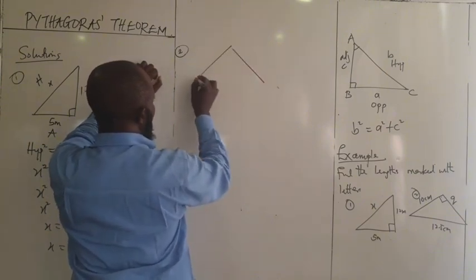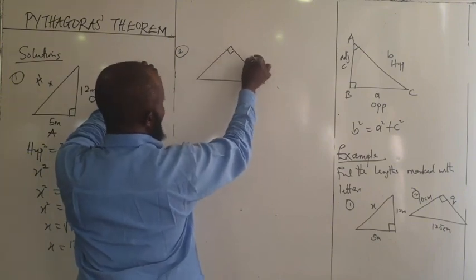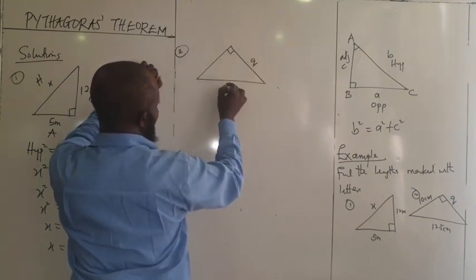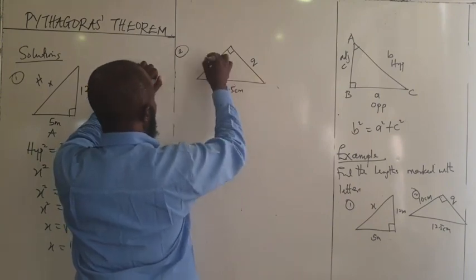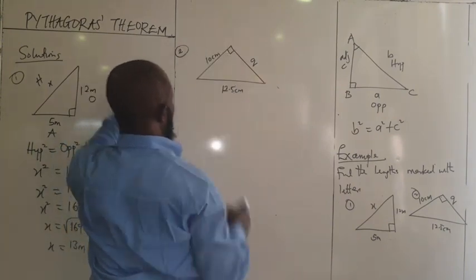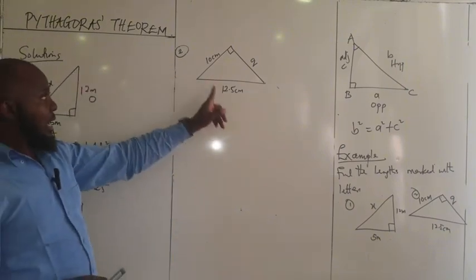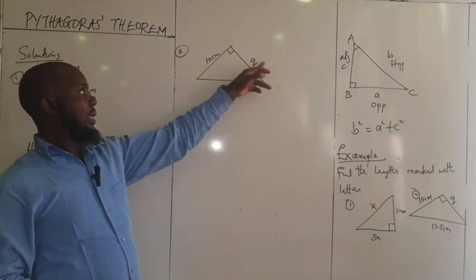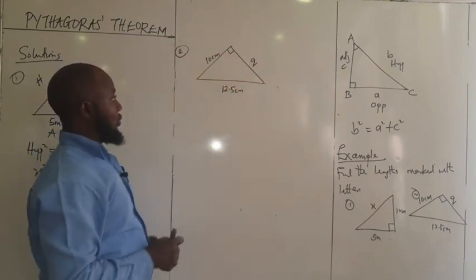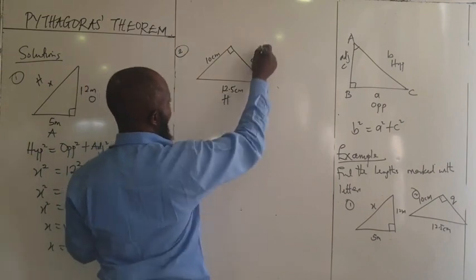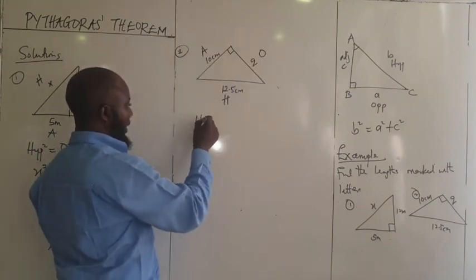This is what we have there. So this is 90, this is Q, and this is 12.5 centimeters, and then this is 10 centimeters. What you are going to notice here as well is that the hypotenuse is given, while one of the other two sides is what we're looking for. So this is the hypotenuse. Let's say this is the opposite, and this is the adjacent. So we write the rule again.